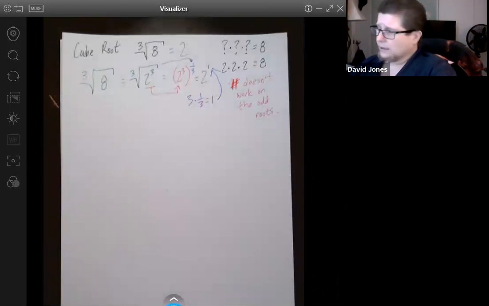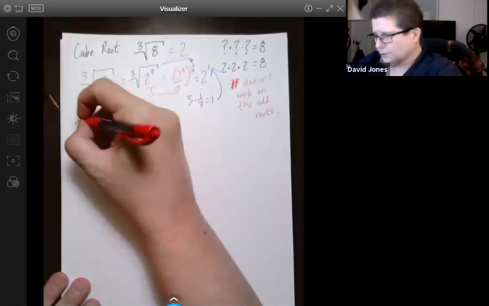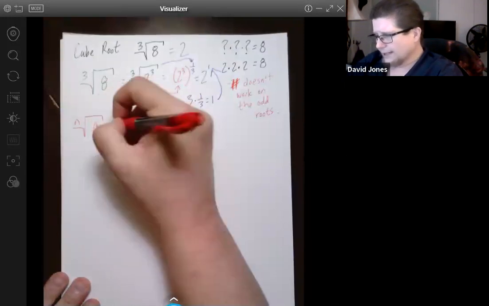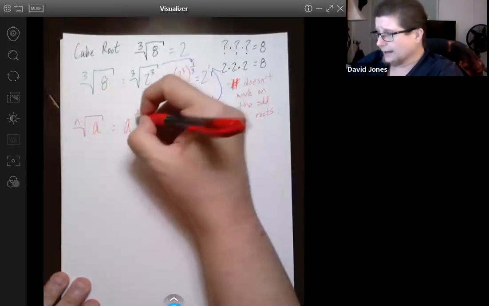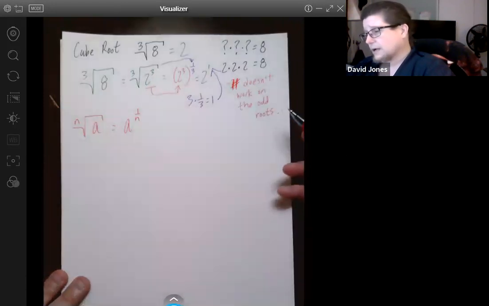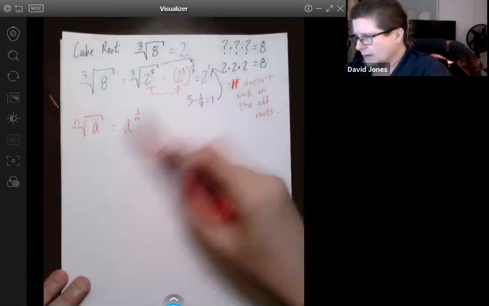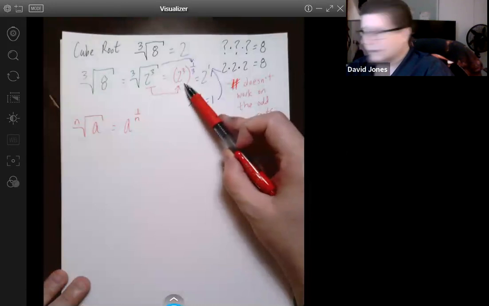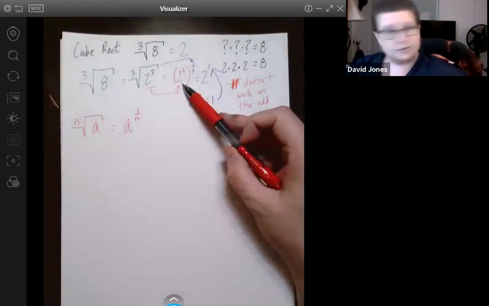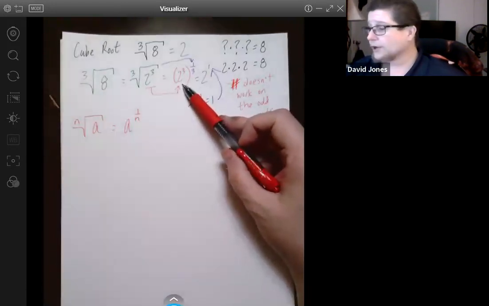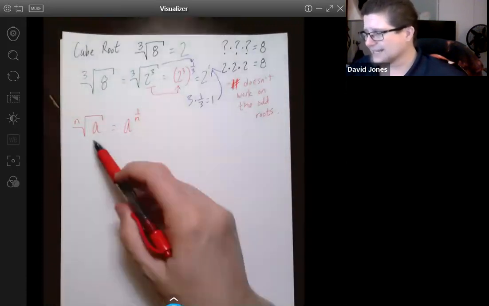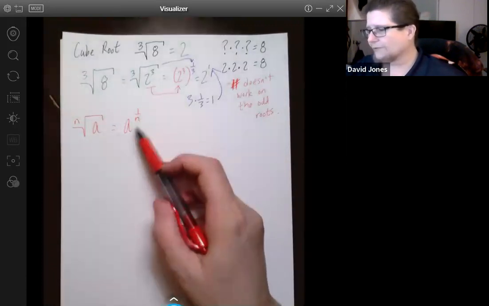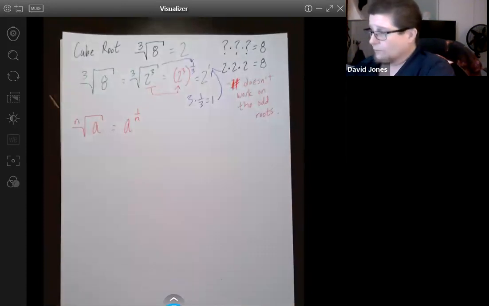Okay. So in general, this is where we start, where I was going with it earlier. The nth root of a, when I was doing the summary, is a to the 1/n. In this problem, my a was 2 cubed. In the last problem, I used 3 squared. But whatever's inside the radical gets raised to the 1/nth power, whatever the index is, okay?